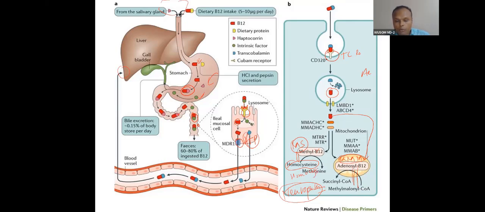This is very important. Once you know the two enzymes, you start understanding vitamin B12. So homocystinuria is because of methionine synthase activity deficiency, and neuropathy is because of this: methylmalonic acid will cause neuropathy. I will tell you more later.